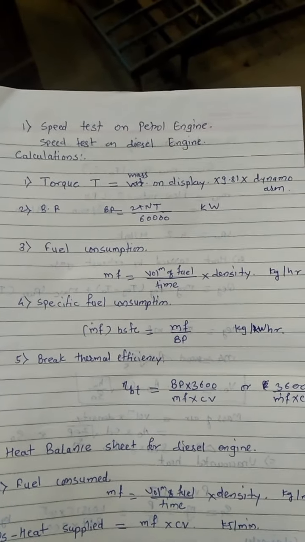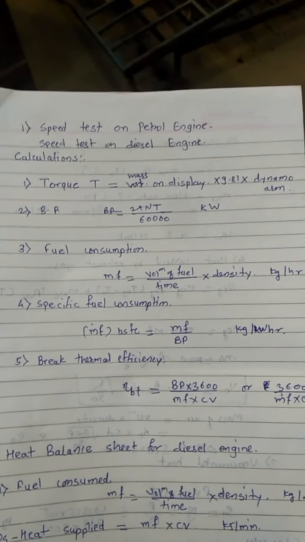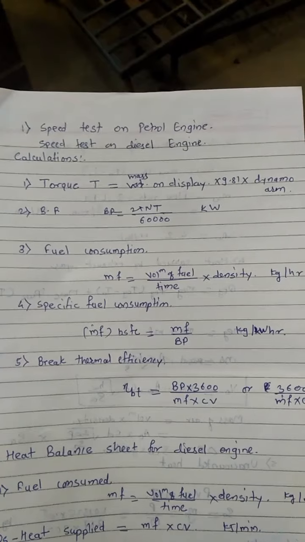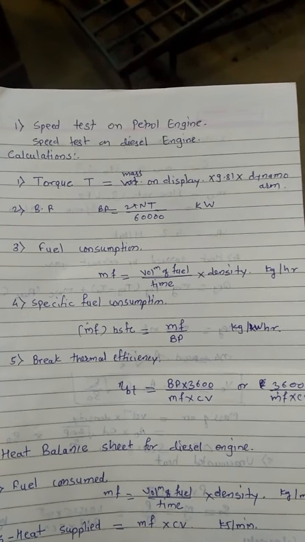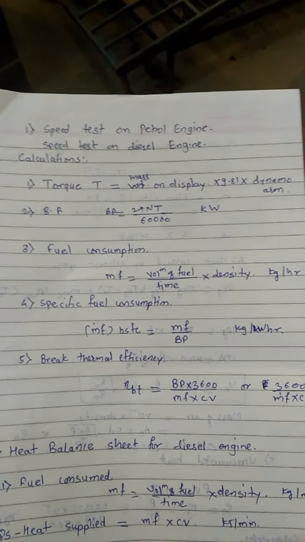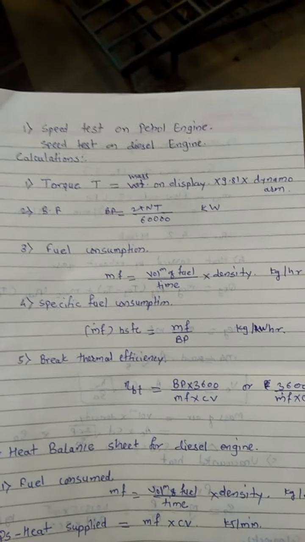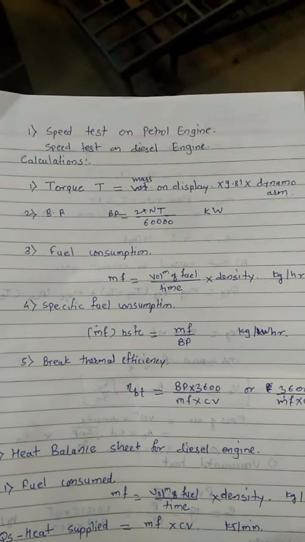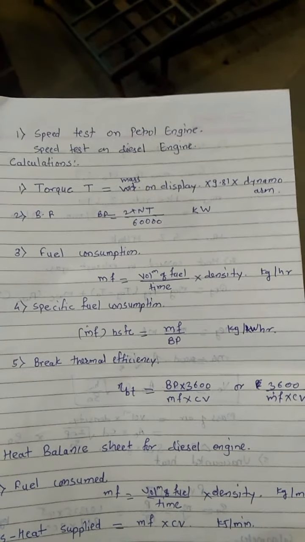Now for a particular speed, the torque we have calculated, and for that particular speed we have calculated the brake power. So for each and every speed, the brake power and brake thermal efficiency we will calculate by using these calculations. Now next, our aim is to draw the graph of speed against the torque, speed against the brake power and speed against the brake thermal efficiency.